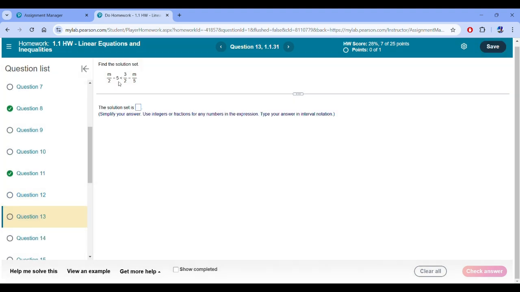13. Here, get a common denominator, put this negative 5 over 1, and then your common denominator for all of them would be 10. Multiply them, get your solution, and so forth.